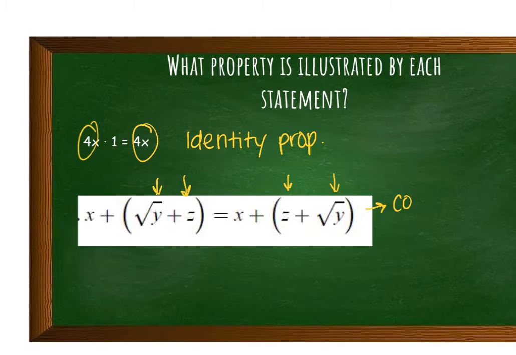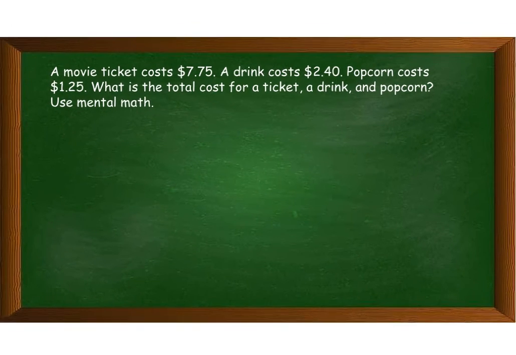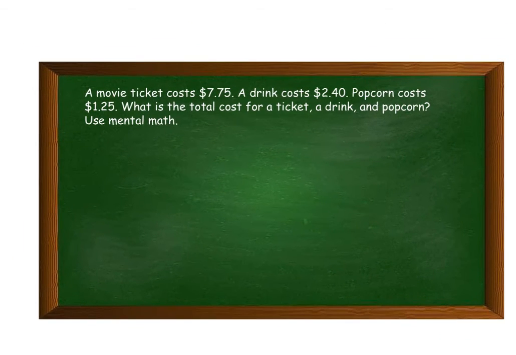This is called the commutative property. Remember, if we are reordering, we're reordering at McDonald's, that M, those double M's right here, okay? That is where we get our commutative property. All right, so sometimes when we are doing mental math, this helps a lot. So let's take a movie ticket costs $7.75, a drink costs $2.40, and popcorn costs $1.25. What is the total cost for a ticket, a drink, and a popcorn?